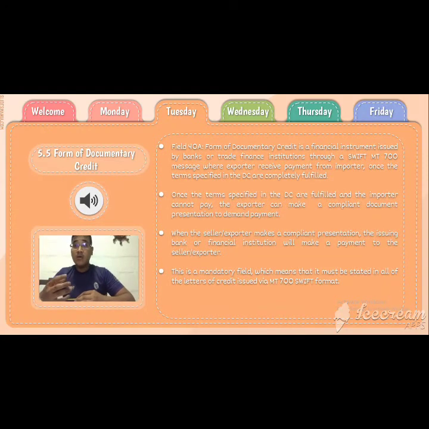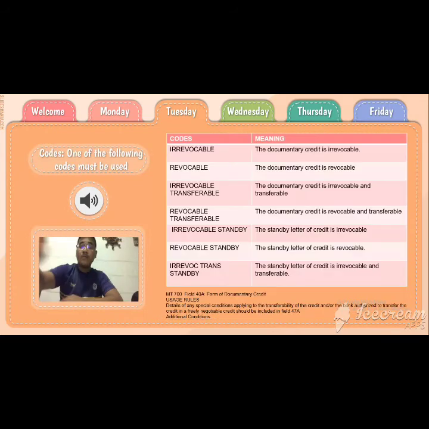So what can I conclude here? The issuing bank commits itself on behalf of its customer, the exporter, to pay the exporter within a fixed period. This is a mandatory field, which means that it must be stated in all letters of credit issued via MT 700 SWIFT format. Yes, all letters of credit must be issued in this format. Okay, we continue to the next slide.